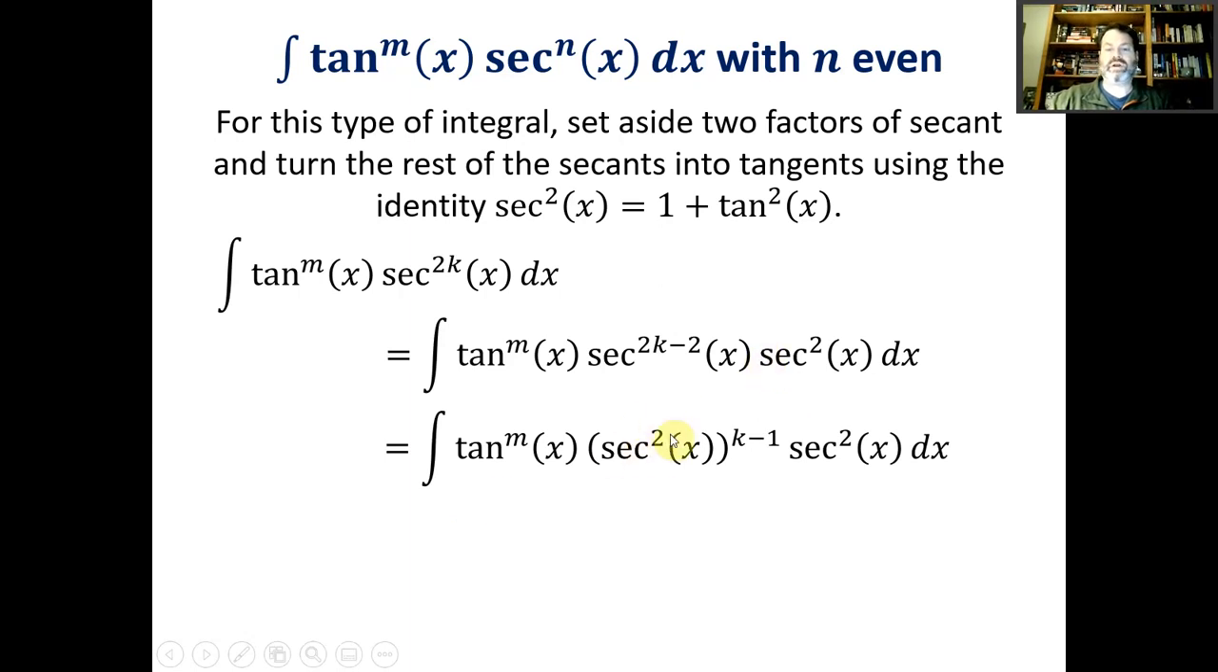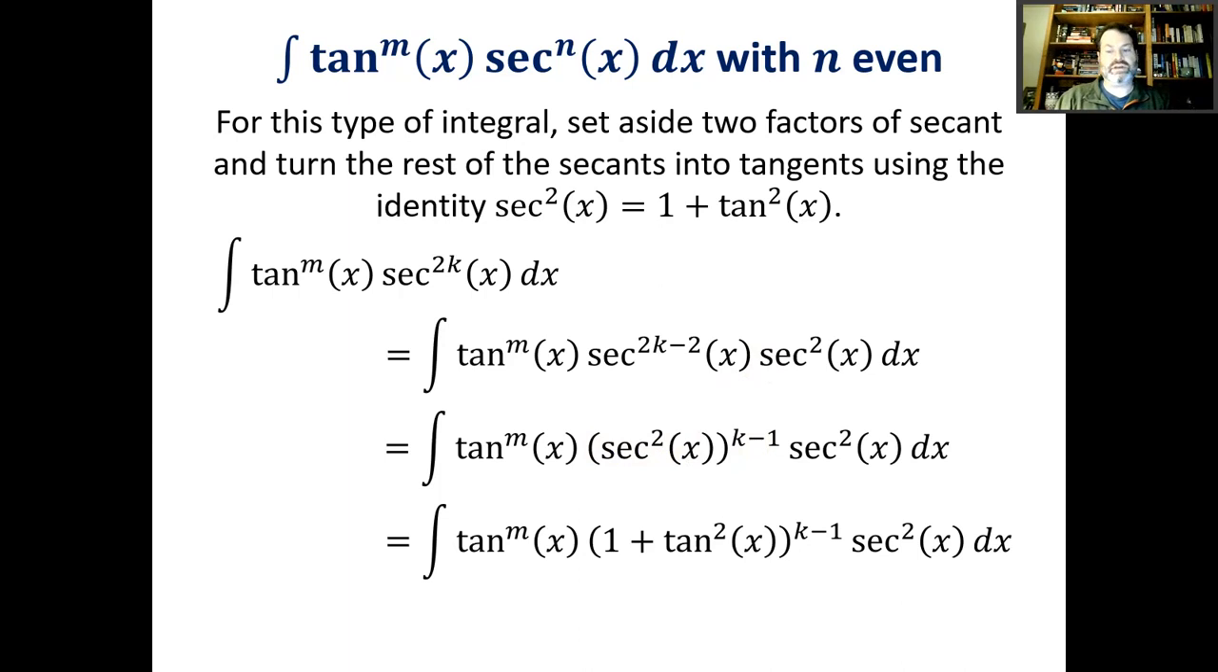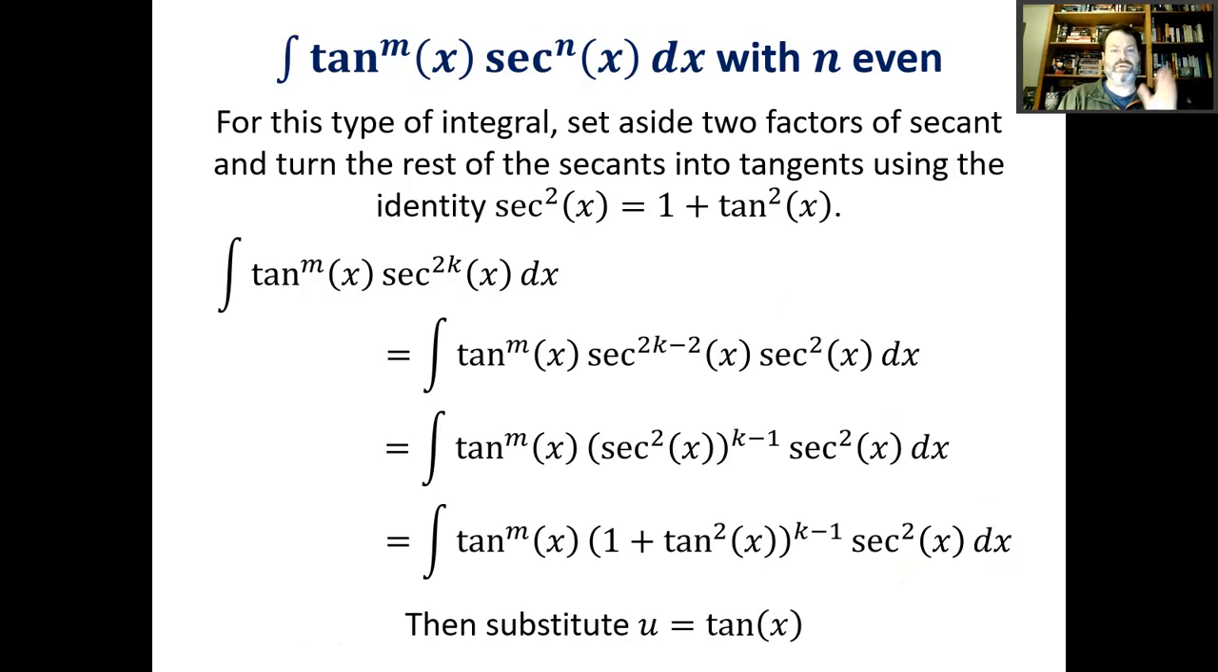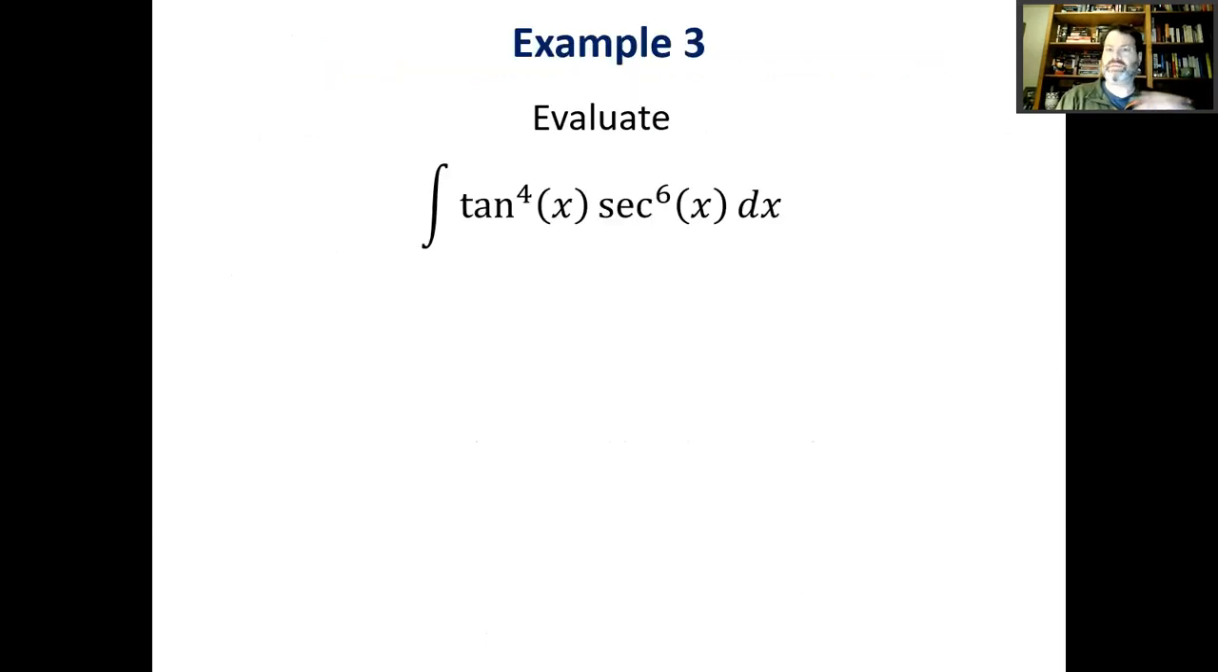So we have a secant squared on the inside to the k minus 1 power. And just turn those into tangent squareds. And then substitute u equals tangent x. So the reason we have to do this is because if it's a u substitution, the derivative of tangent x is secant squared x dx. So you need to have that derivative sitting there. So here they're both even, but that's okay. This rule is just for secant even. It's all right that they're both even. What happens to tangent doesn't matter.